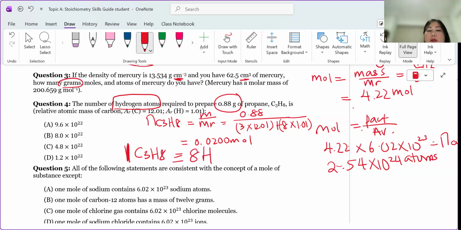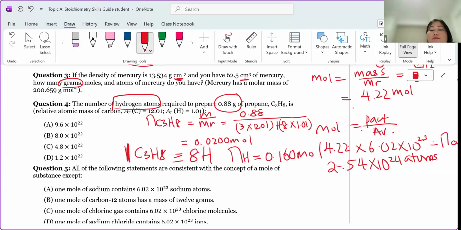So therefore, if this is 0.02, this should be 8 times more than 0.02. So the number of moles of hydrogen atoms will be 8 times 0.02, which will be 0.160. And that is moles. But the question is not about moles. The question is about the number of hydrogen atoms.